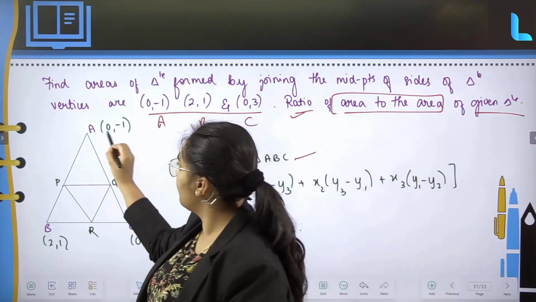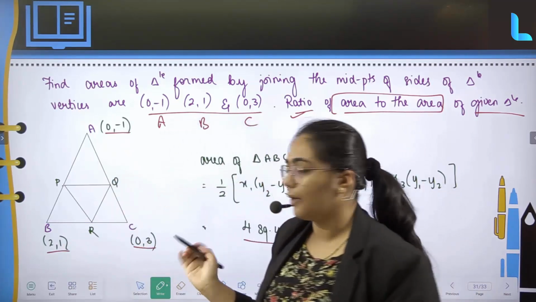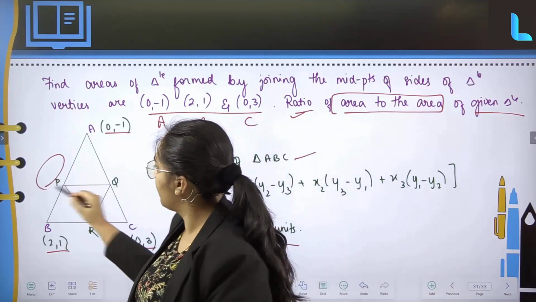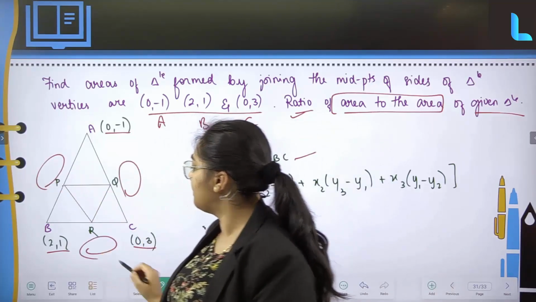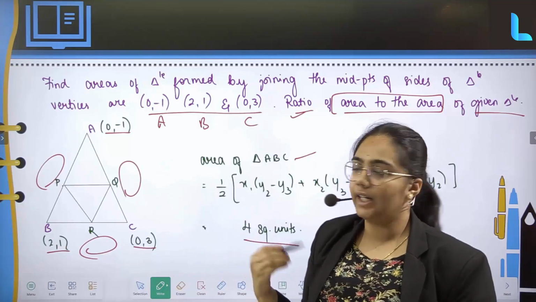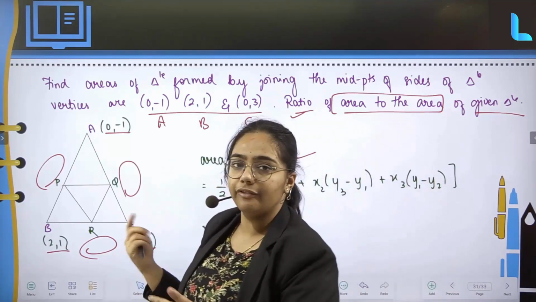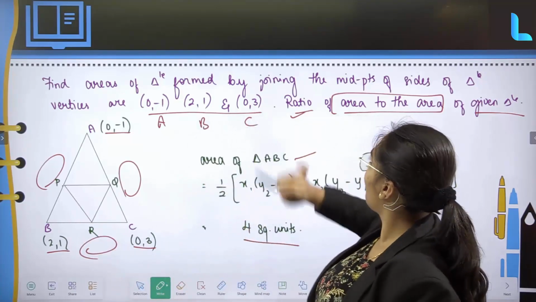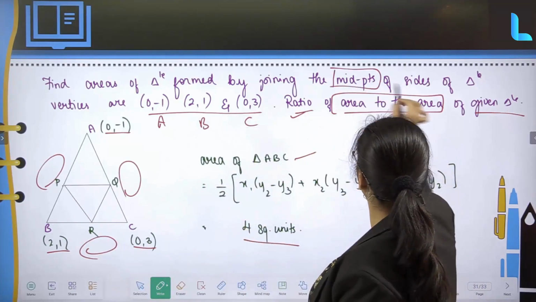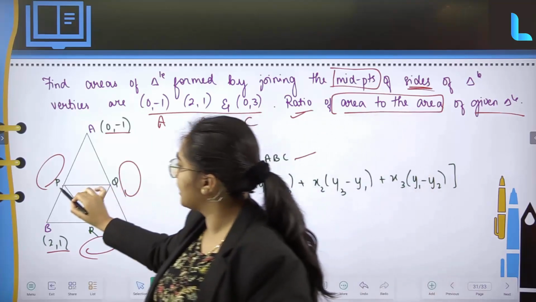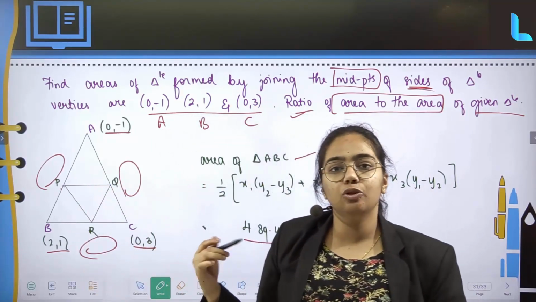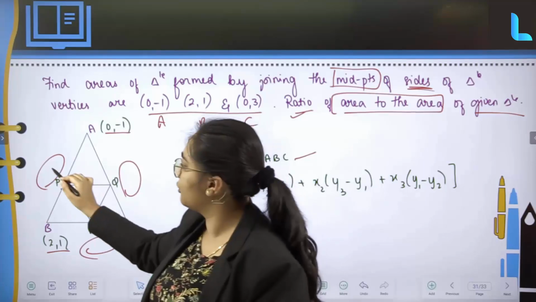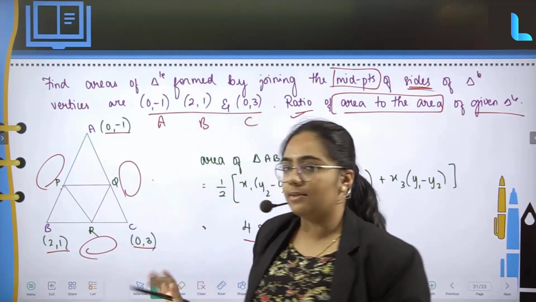If you observe, for ABC we already had the points, but for PQR I don't have any points. How do I even find the area? Basically, PQR is formed by joining the midpoints of the sides. So this is nothing but the midpoints. I can use my midpoint formula and find the values of P, Q as well as R.